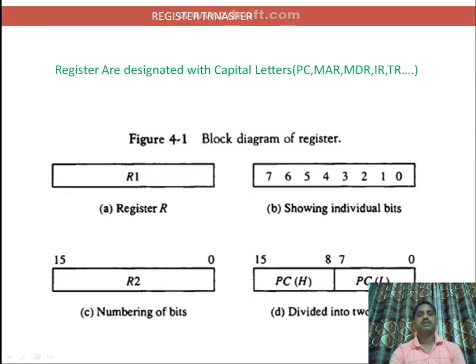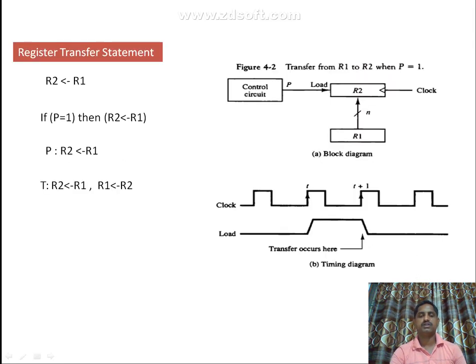See, these are the registers R1, showing the individual bits, and the number of bits is divided into two parts. Then the register transfer statement is R1 to R2, meaning R1 data will transfer to R2. That is, if P equals 1, then R1 to R2. It will be written as P colon R2 R1. Whenever the control circuit P equals 1, R1 is transferred into R2.